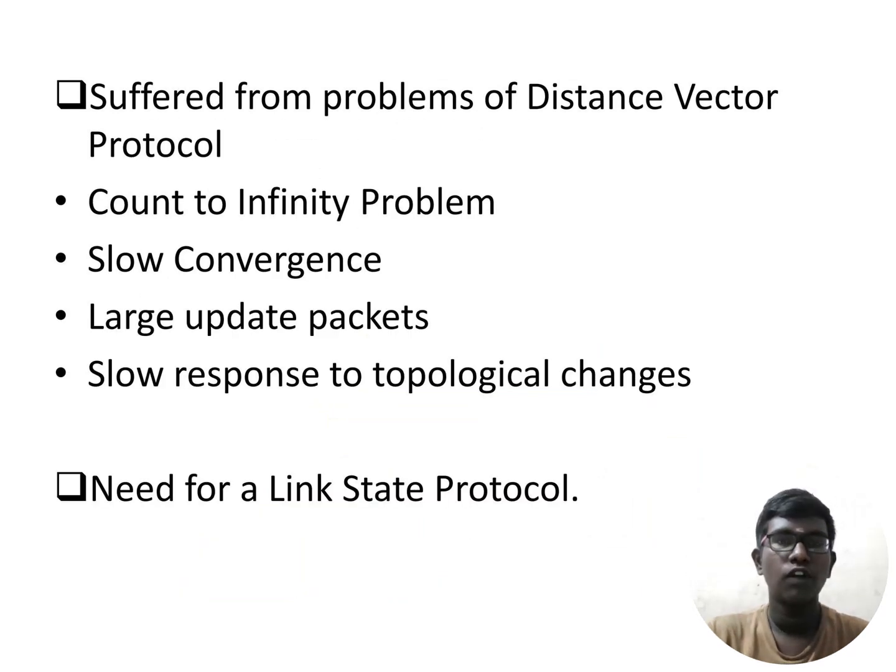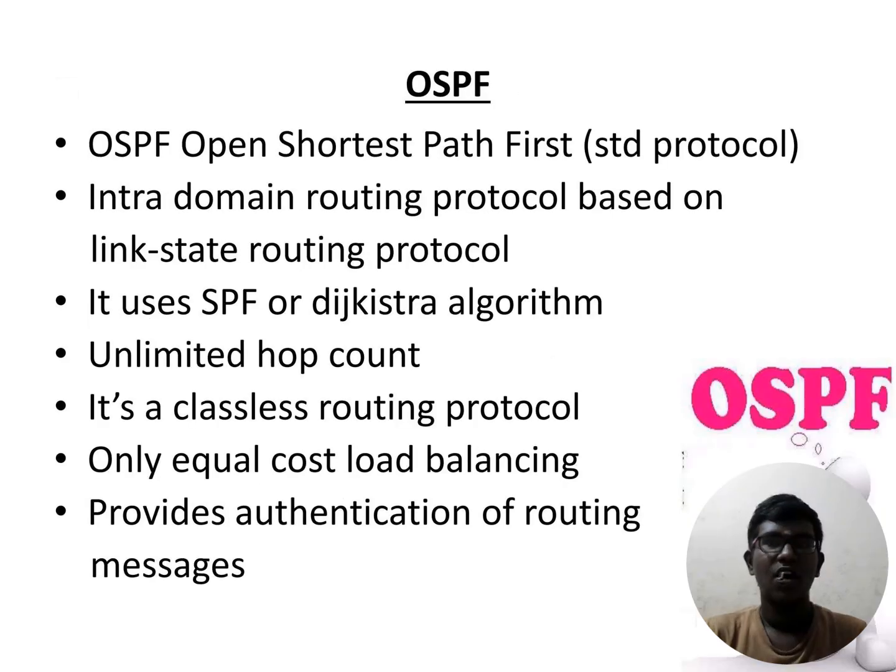The main problems of this model protocol include the count to infinity problem, the slow convergence problem, the large update packets, and slow response to topological changes, as RIP updates only after every 30 seconds. This urges the need for a link state protocol, that is OSPF. It stands for Open Shortest Path First.